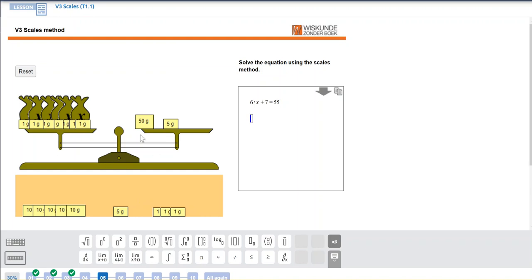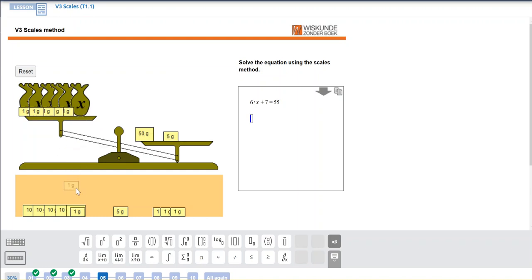We have to try to keep the scale in balance, and the first thing we can do is see if we can take away any loose numbers on both sides. So right here I have 7 and here I have 55. So if I take away 7 here, that's all fine, but I need to take away 7 on the other side as well. And if I do that, then 55 becomes 48.